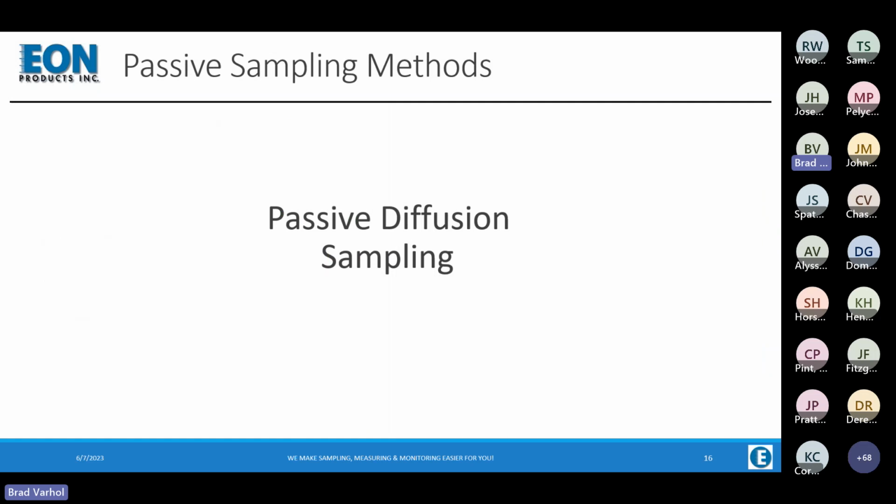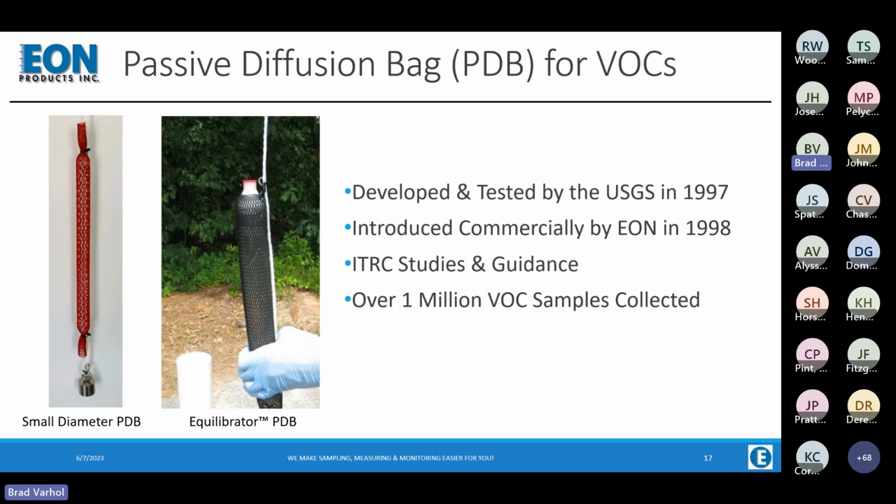Let's talk about diffusion sampling. How does that really work? So in the photographs here, we have a small diameter passive diffusion sampler that'll fit into 1-inch wells and larger. The red mesh around the outside is not the membrane. That's a protective cover to protect the membrane vertically for strength as well as for abrasion resistance.